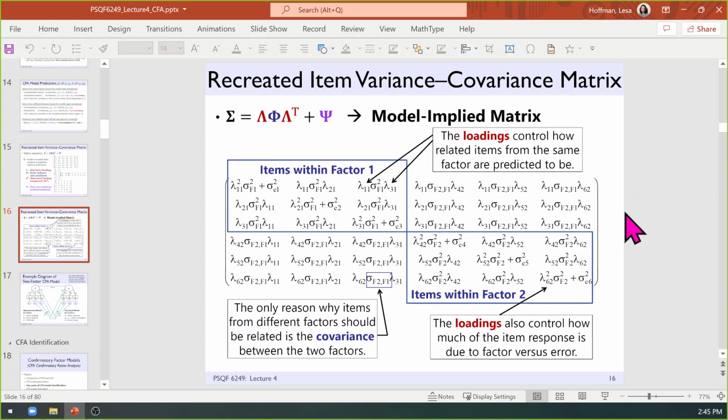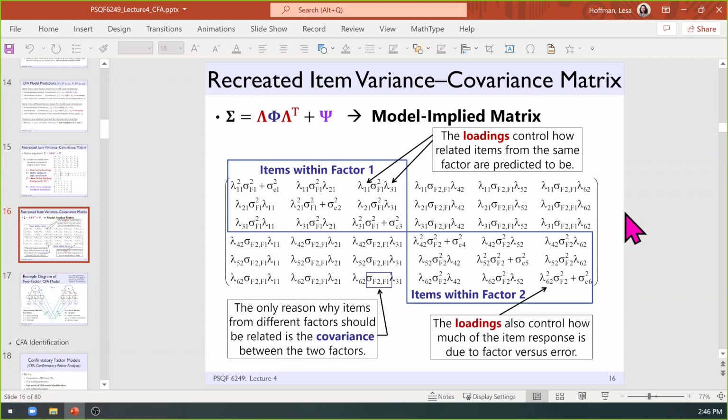So my purpose in trying to show you it this way is to foreshadow why it is that you can be wrong. How is it that CFA is a disconfirmable model?